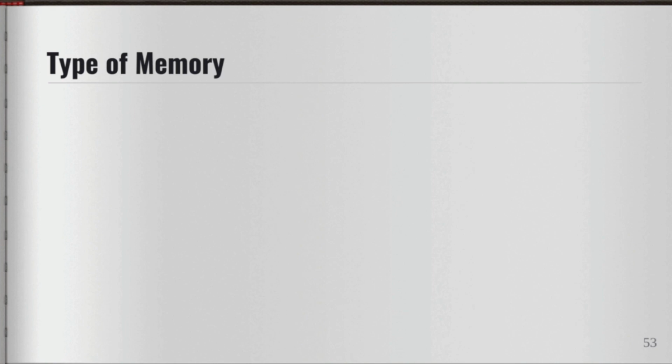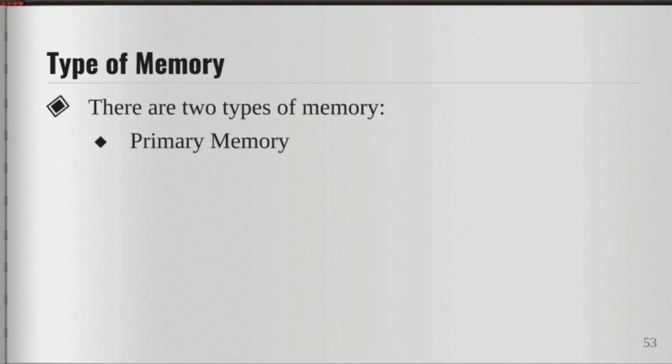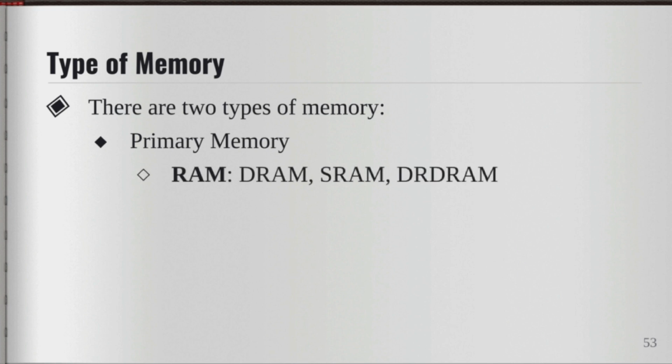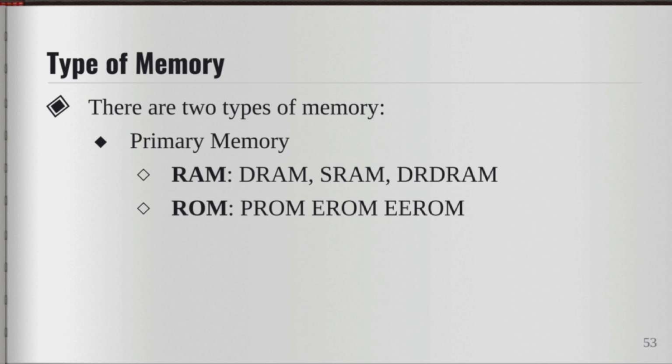So what are different types of memory? Well, there are two types of memory mainly. One is primary memory and second is secondary memory. So in primary memory, you have RAM, which is random access memory, which has DRAM, SRAM, DRDRAM, etc. Then in ROM, which is read-only memory, you have PROM, EEPROM. So you can read about that in detail. These are out of scope of this particular course.